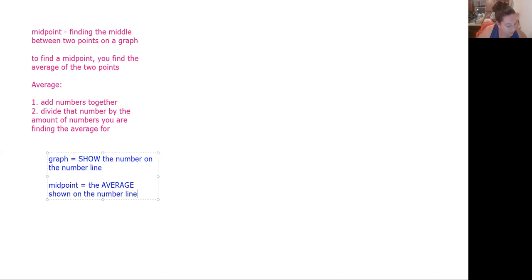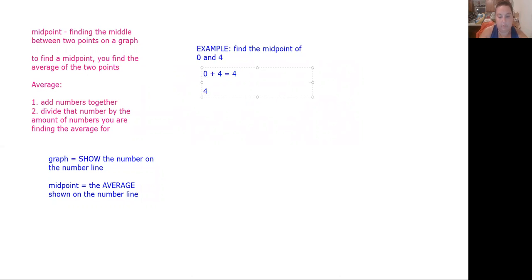So our first example is finding the midpoint of 0 and 4. Find the midpoint of 0 and 4. Remember, step 1, add the numbers together. 0 plus 4 equals 4. 4 divided by 2 equals 2.